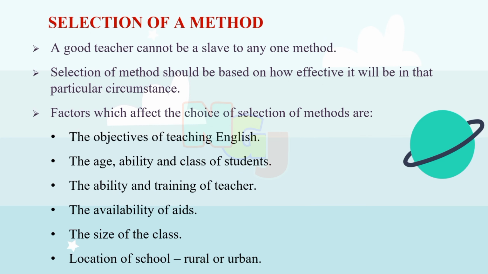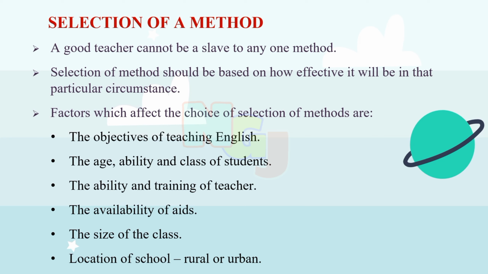As teachers, when you are going to teach English language to students, how should you select a method? See, a good teacher cannot be a slave of only one method. You cannot say, I will only teach using grammar translation method, or I will only teach using bilingual method. No, that is not at all good for a good teacher. Selection of the method should be based on how effective it will be in that particular circumstance. So the teacher must analyze the circumstance in that particular class or situation, and based upon that, the teacher should select the method.